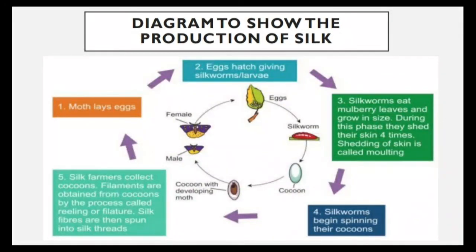Students, this is the diagram to show the production of silk so that you can easily learn it. First, the moth lays eggs. Eggs hatch giving silkworms or larvae. Silkworms eat mulberry leaves and grow in size. During this phase, they shed their skins 4 times. Shedding of skin is called molting. Fourth, silkworms begin spinning their cocoons. Fifth, silk farmers collect cocoons. Filaments are obtained from cocoons by the process called reeling or filature. Silk fibers are then spun into silk threads.